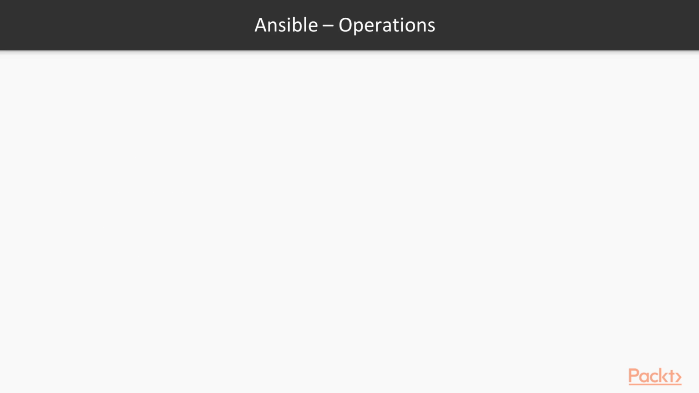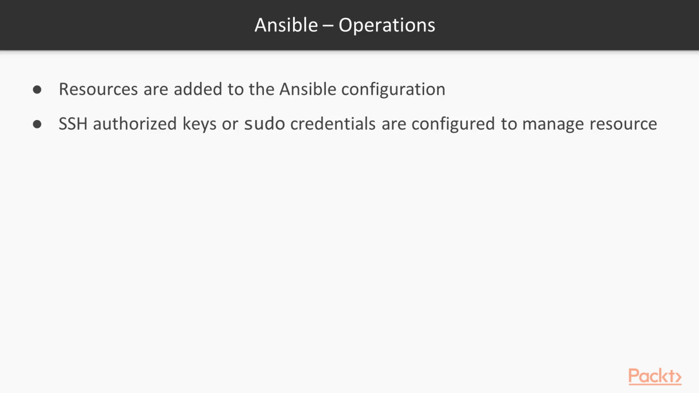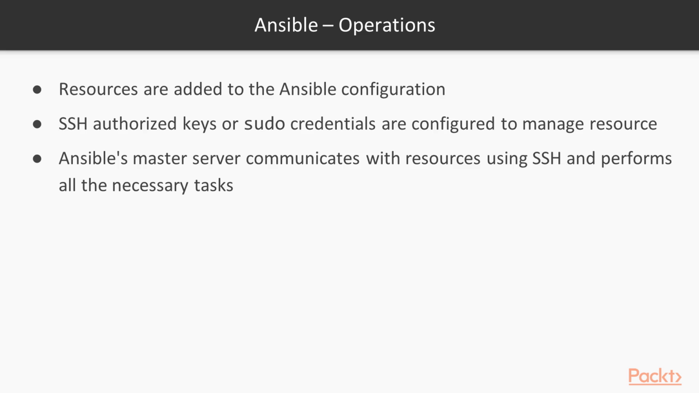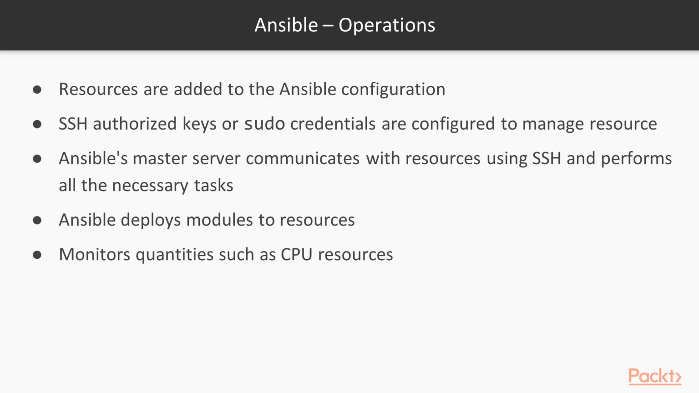Now look at the operations of Ansible. Resources are added to the Ansible configuration. SSH authorized keys or sudo credentials are configured to manage resources. The client machines and the nodes which are to be managed, SSH keys and sudo credentials are used in order to access those machines. Ansible's master server communicates with resources using SSH and performs all the necessary tasks. Ansible deploys modules to those resources and then monitors or does some processing in monitoring, such as CPU resources of the target machine or node.